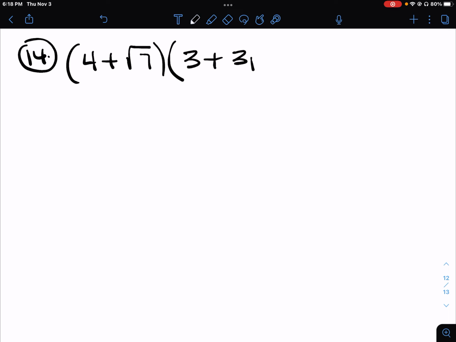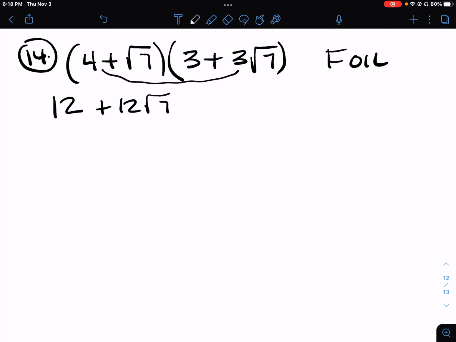Okay, multiplying, since both of these have two things, we're going to FOIL first. 4 times 3. Outside, 4 times 3 square root of 7. Inside, 3 times the square root of 7. Last, 1 square root of 7 times 3 square roots of 7 is 3 square roots of the 7 times the 7 inside equals 49.